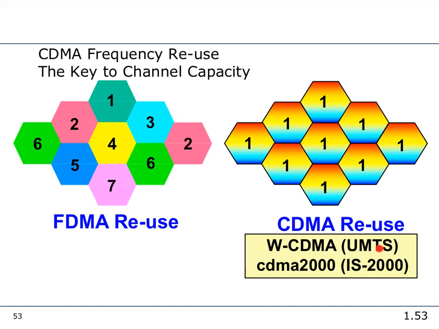So this is 3G, this is the standard. UMTS and IS-2000, these are both 3G standards. As you can see here, this is wideband CDMA, and this is CDMA2000. This was in the States, and this was in Europe. Those two standards are both 3G, and both use CDMA as the radio technology in the physical layer.